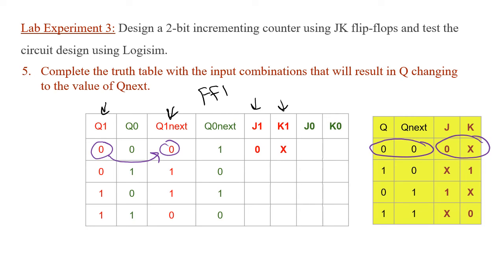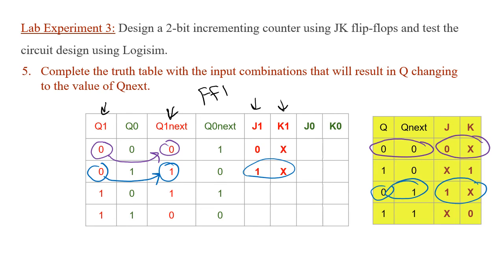In the next case, we have Q1 transitioning from 0 to 1. So we're going to look up from the table the values of J and K that will give us this transition. And it turns out to be 1 and X. So we're going to copy the values 1 and X for J1 and K1, as such.